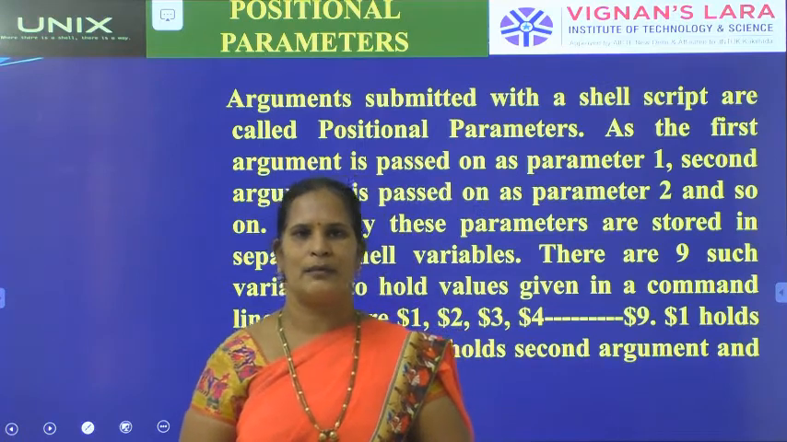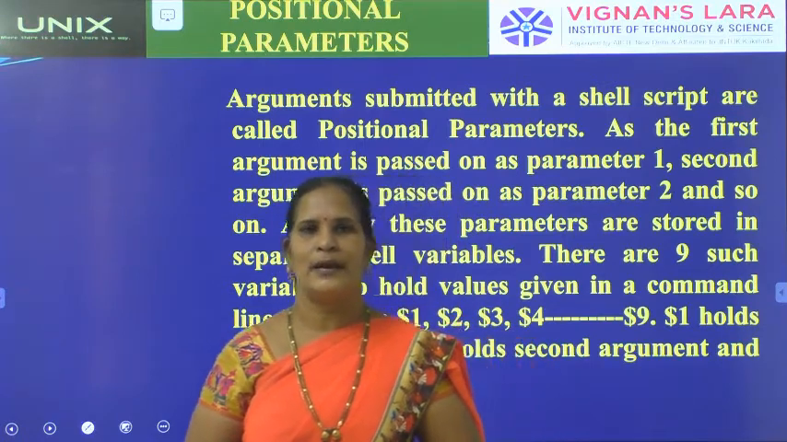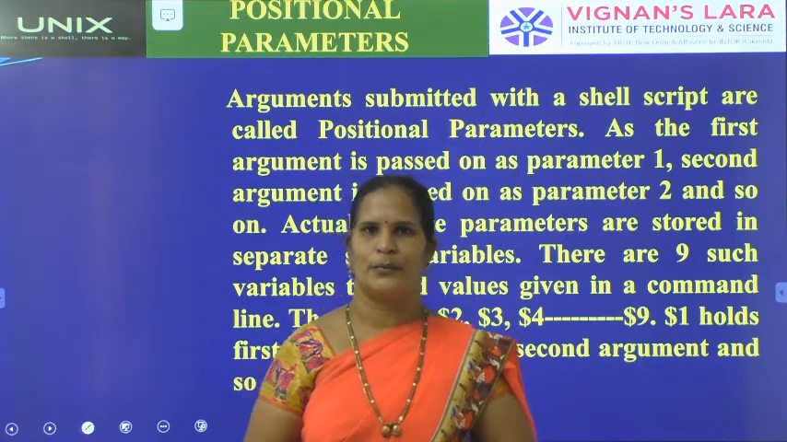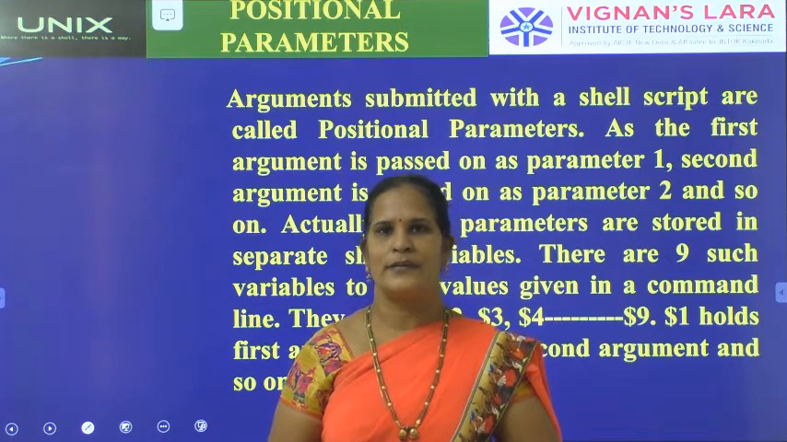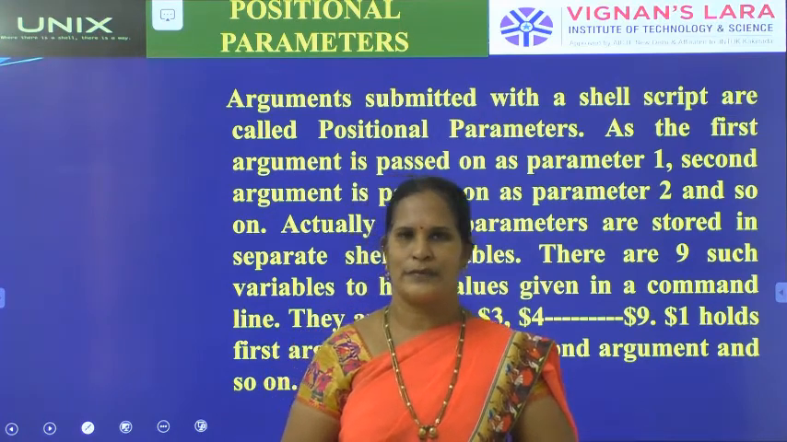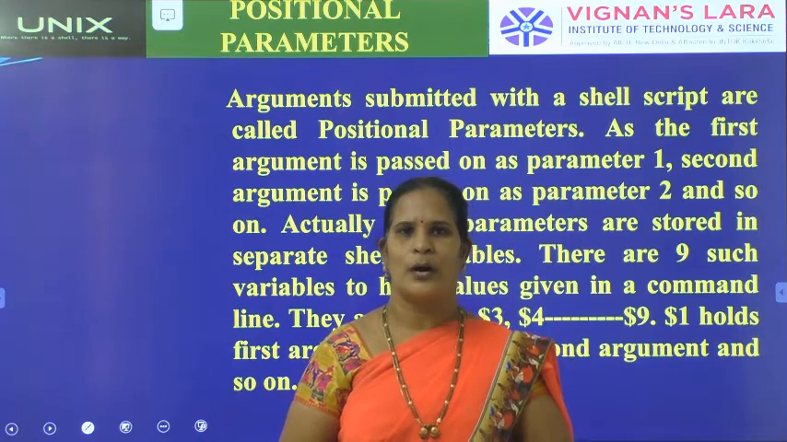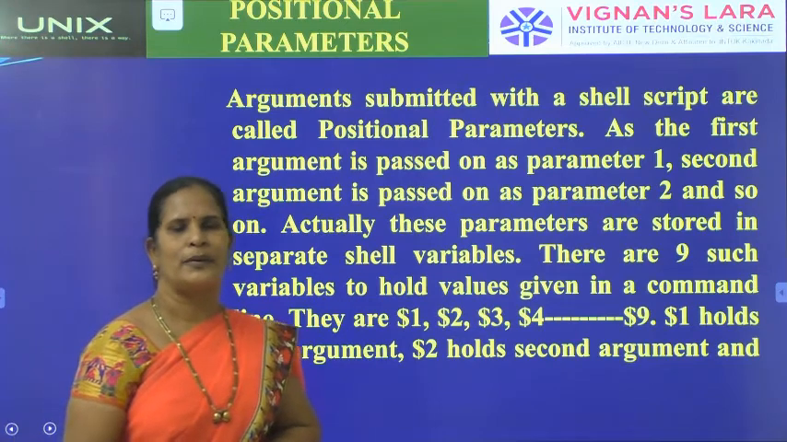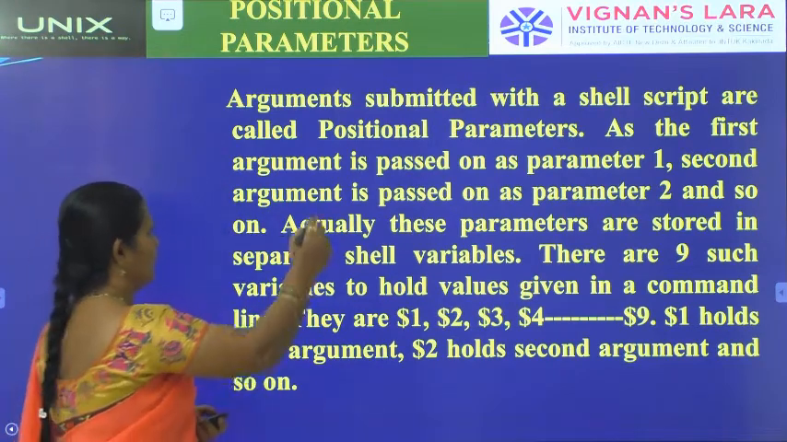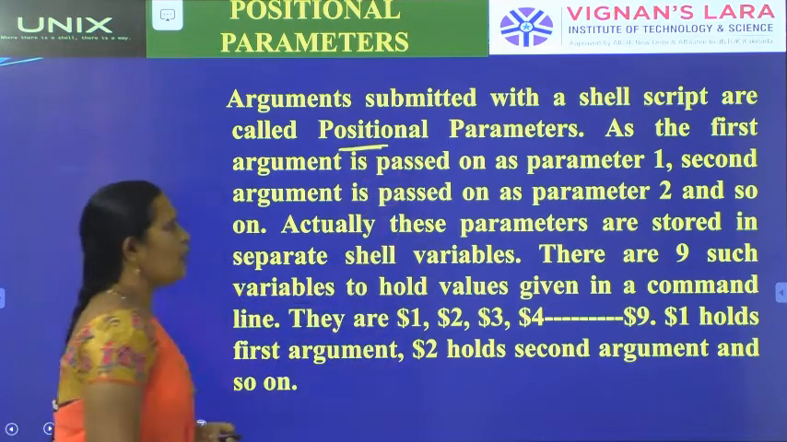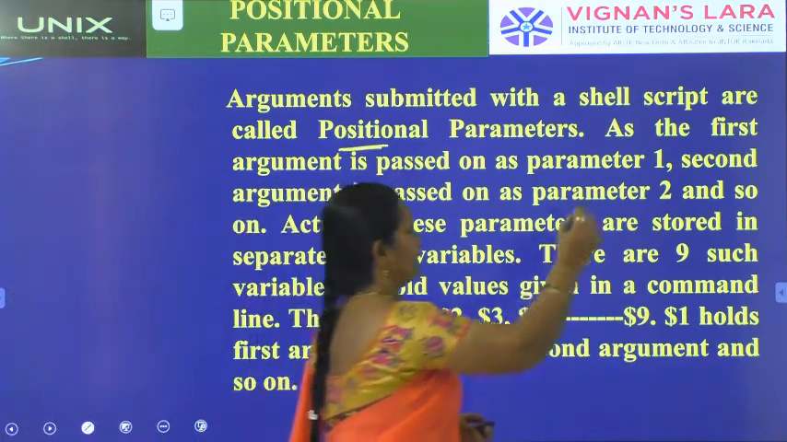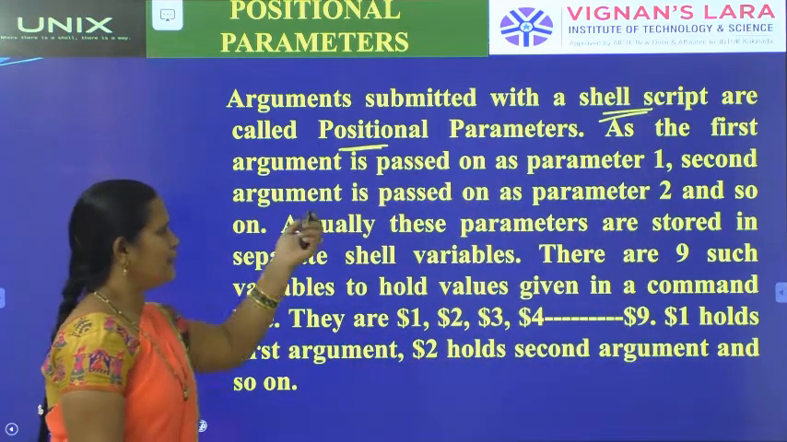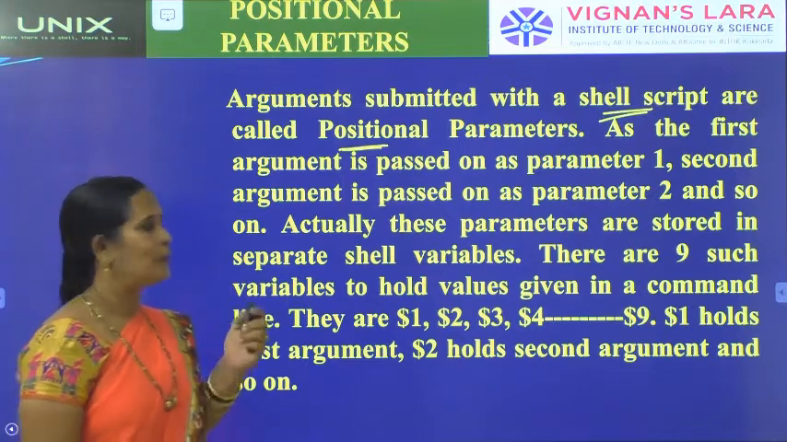The line where we are typing a command is known as the command line. The arguments that we provide are known as command line arguments. The positions of these command and arguments are known as positional parameters. The arguments submitted with a shell script are known as positional parameters.